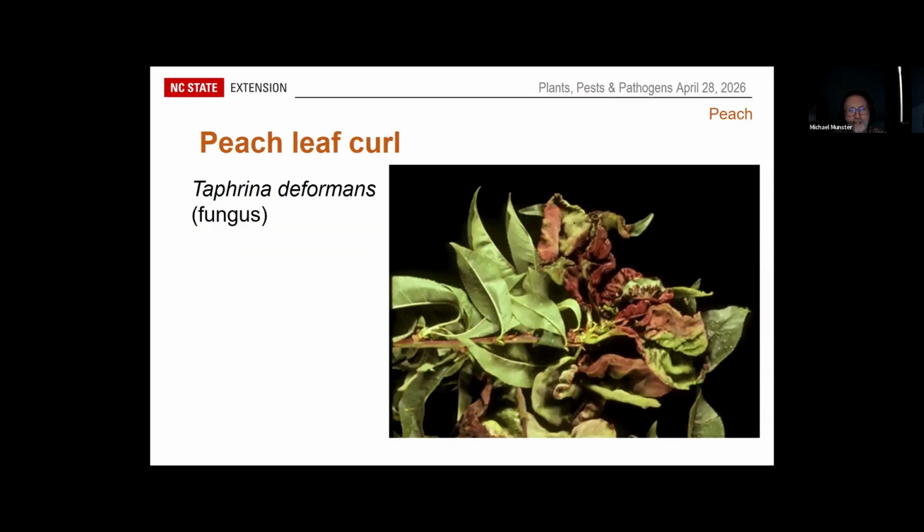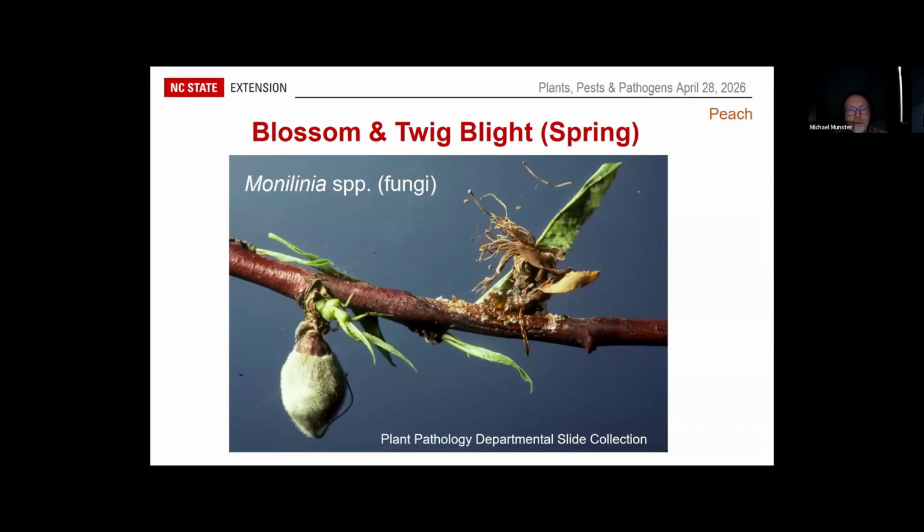Another important disease on peach, or at least a common one that we have seen in the clinic, is peach leaf curl caused by the fungus Taphrina deformans, a spring infecting fungus that will cause the leaves to become red and distorted in this way. More important, though, are the diseases caused by a couple of species of Monilinia, which are fungi.